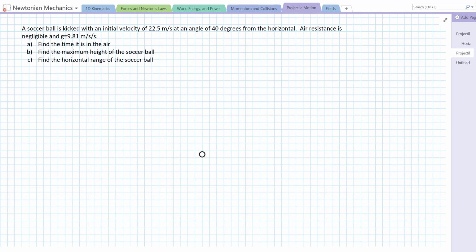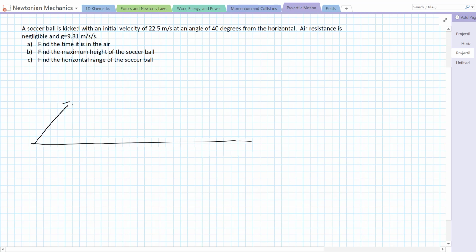Now, in this problem, we're going to be using the range equation, and we're going to see how this makes things a lot easier for us. But let's start by sketching out a diagram of our soccer ball's motion. We launch at an angle of 40 degrees from the horizontal, and our initial velocity is equal to 22.5 meters per second. So we may have to resolve that into components in a little bit. But we're going to get a parabolic arc, something like this. And that's basically all that we're given.